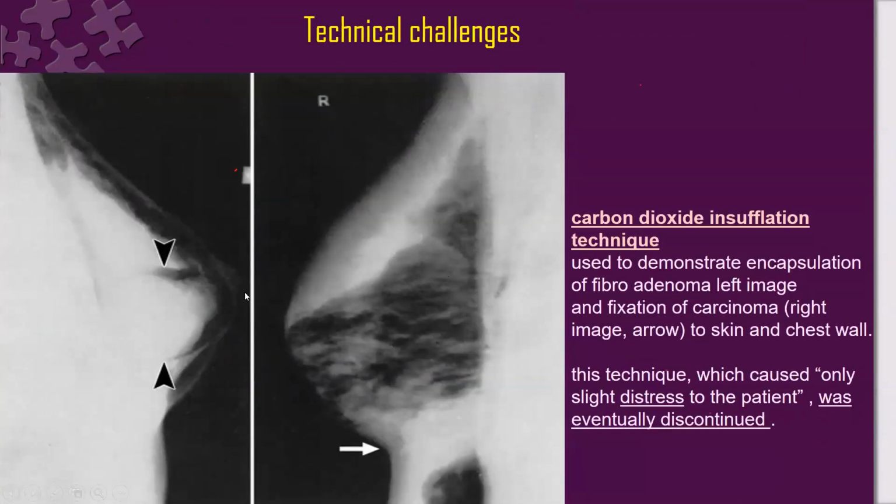And at that time, they also used the carbon dioxide insufflation technique. Can you see it and can you compare these two images? Here it was easy to delineate a mobile fibroadenoma, but it was difficult to see the surrounding infiltrative cancer here, involving the chest wall as well as the skin, but because it was a distressing technique, it was eventually discontinued.